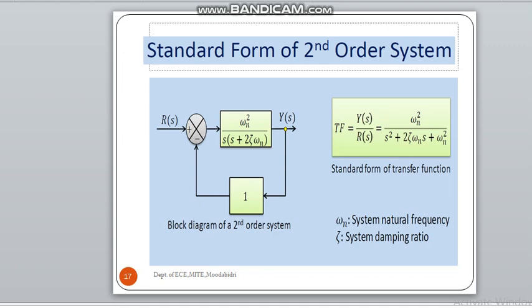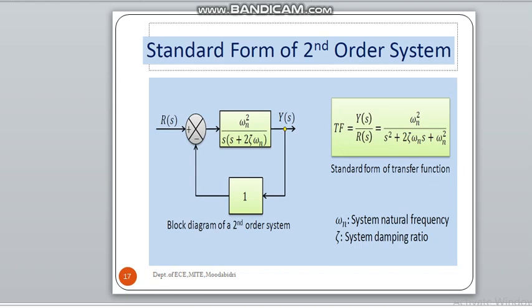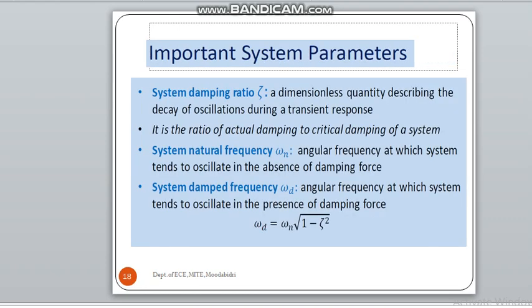Here omega n is the system natural frequency, and zeta is the system damping ratio. In the next slide we will see what the damping ratio and omega n are. Some of the important parameters here.